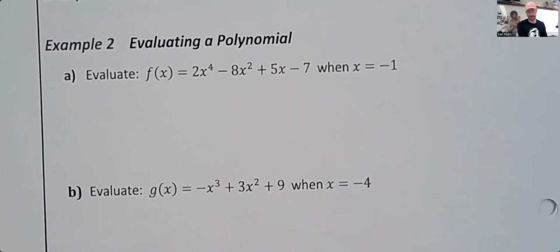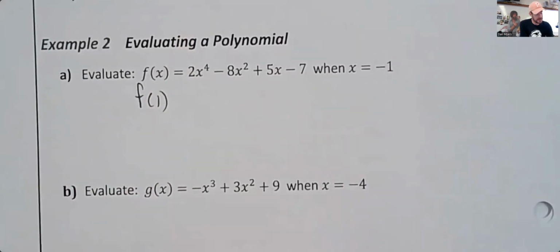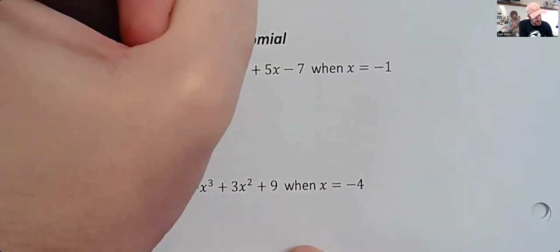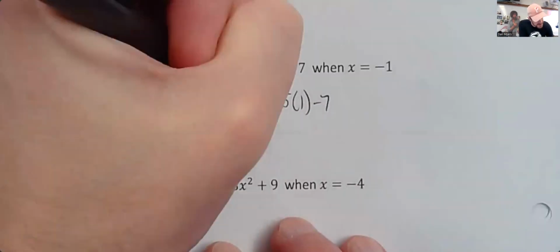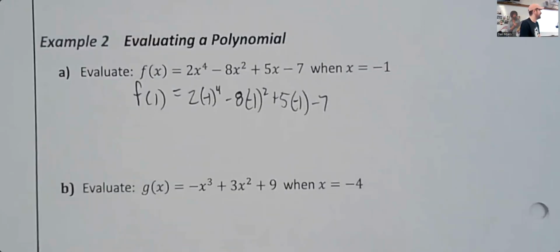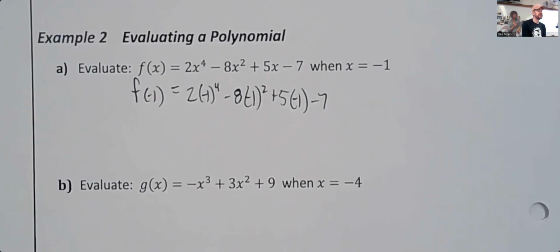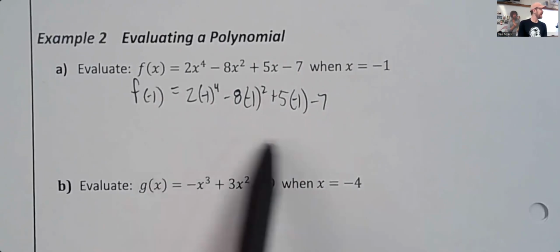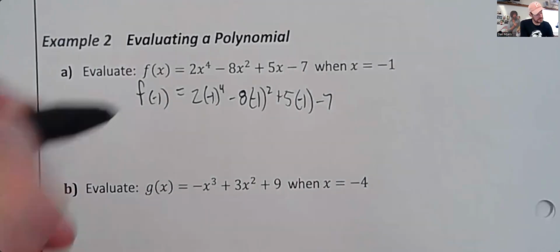So we're going to write f of 1, because x is 1, equals 2 times 1 to the fourth power minus 8 times 1 squared plus 5 times 1 minus 7. Except it's not 1, it's -1. So let me change that. And over here as well, f of -1. So basically, you're finding a point on a graph. When x is -1, what does y equal? So you just figure it out. You can do that using mental math if you want to, or you can type it into your calculator. It doesn't matter.